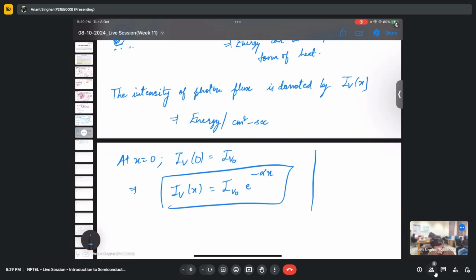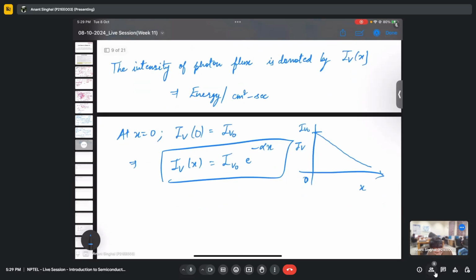Basically, we have the maximum intensity at the start. If I plot x against I nu, this is I nu naught, and as more interaction happens, the intensity decreases. That is very straightforward: intensity will decrease if you have some exposure of photons to a material. Here alpha is the absorption coefficient, that is, the amount of intensity which has been absorbed by the material.